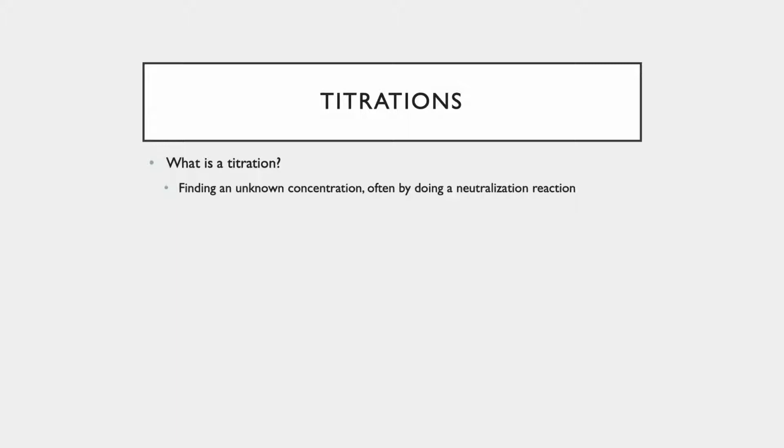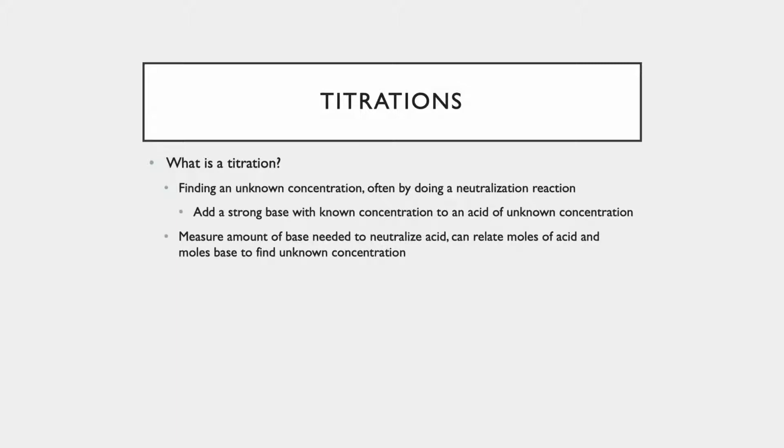So the way that's going to work is, if we have a strong base, in this case the hydroxide that we're going to add to our weak acid, and we know the concentration of our base, and we can measure how much of it we need to add to get to what we call an equivalence point, or really just to neutralize all the acid that is there, then we should be able to figure out that unknown acid concentration. That's the general purpose or goal for most titrations that you'll see.